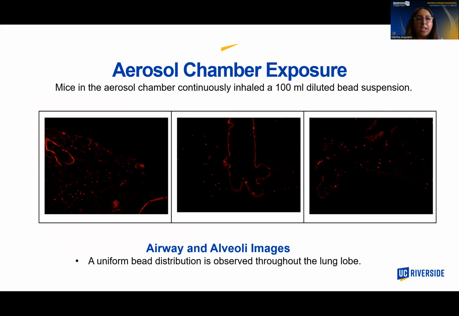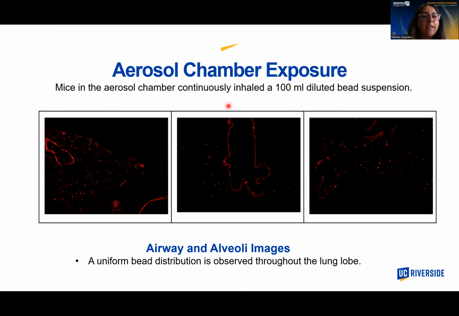And for the aerosol chamber, the mice were continuously inhaling a 100 microliter diluted bead suspension. The main pattern observed here is that we do see beads being deposited into the lung lobe. Here you can mostly see them deposited into the alveoli. And as you can see, they're not really clustering together as we saw in the previous slide. Here we're seeing them uniformly distributed throughout. So this is for the alveoli.